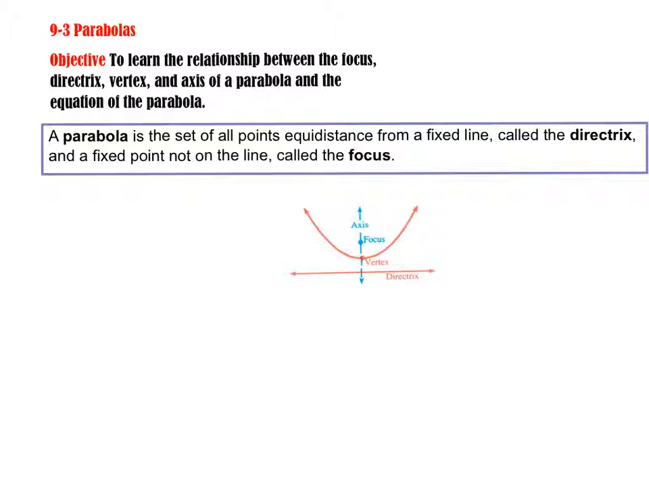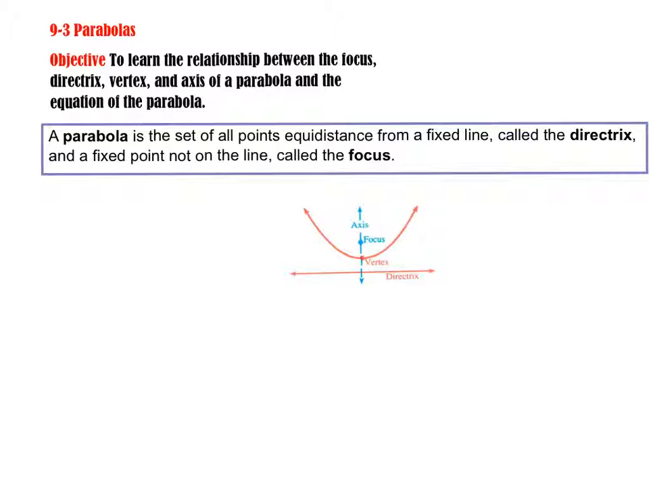If you read the definition here, it says a parabola is the set of all points equidistant from a fixed line, a line that doesn't move, called the directrix, and a fixed point that's not on the line called the focus. You can see that right here. Now in class, I'm going to use a cool animated website to show you how exactly this works, but we can get a basic idea here.